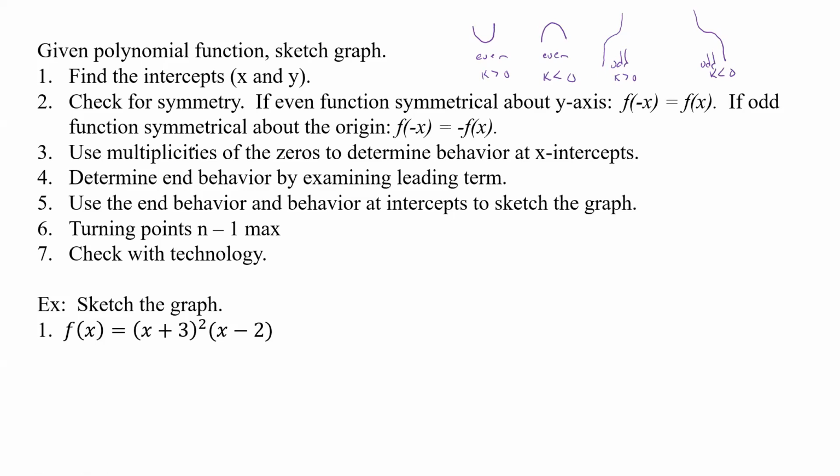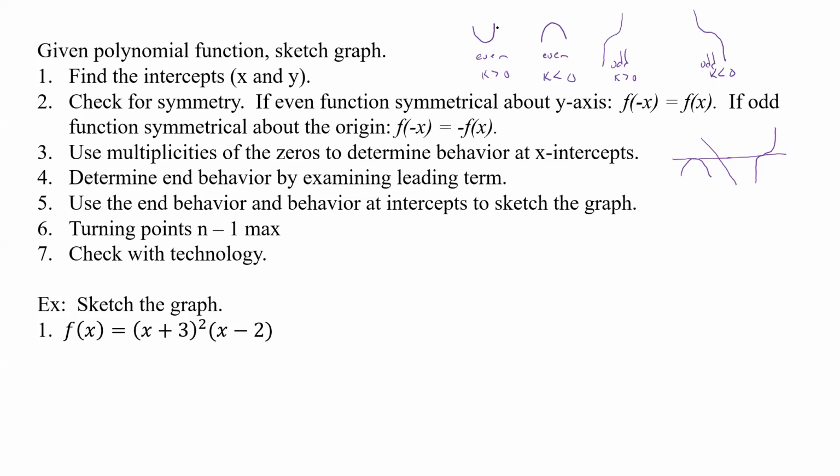Then we're going to use multiplicities of zeros to determine the behavior at the actual intercepts, wherever it crosses those intercepts. And so we'll know, does it go up and touch at that point, or does it cross more in a linear fashion, or does it look more like the odd function? So that's going to help us use the multiplicities to determine which one of those features we're going to have.